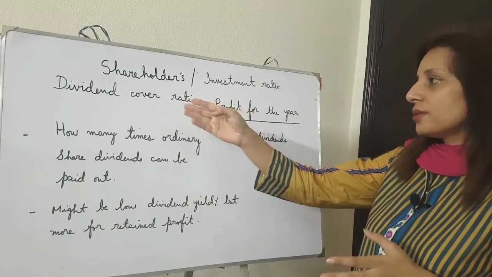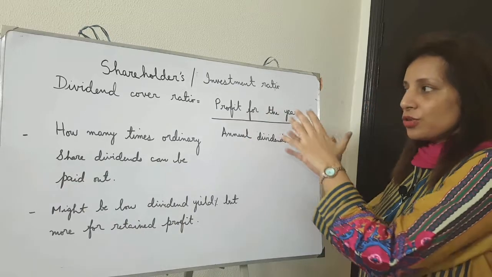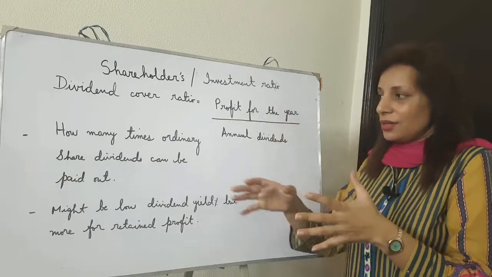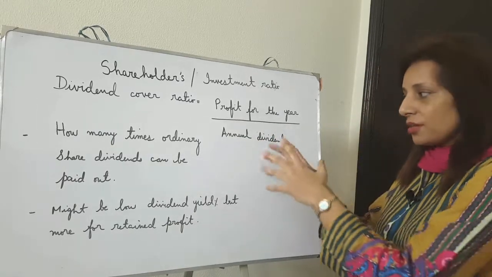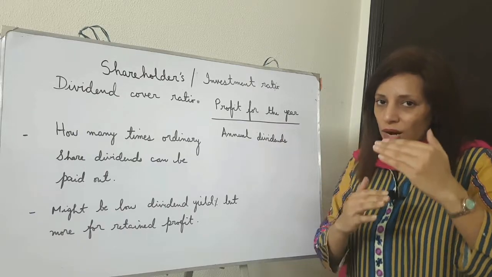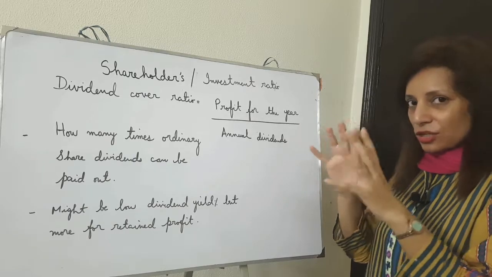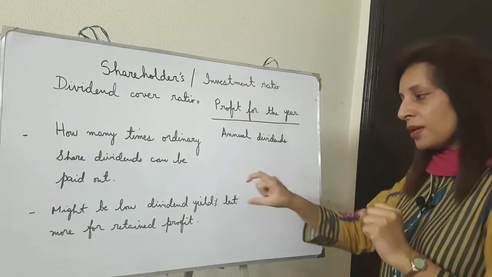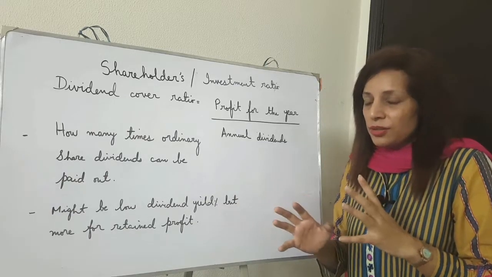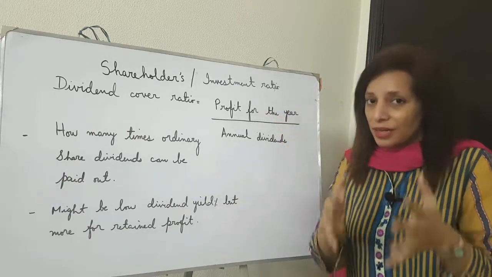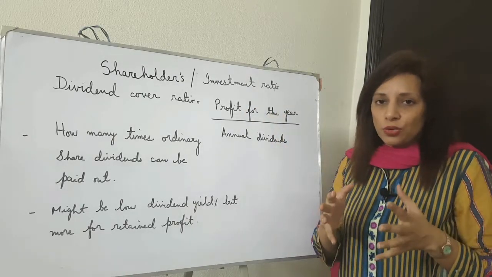The second ratio we have is the dividend cover ratio. The formula is profit for the year divided by annual dividends. This ratio actually tells us how many times ordinary shareholders can be paid out, which means if it's a high ratio, you are conveniently getting your dividends even if the business is not doing well. Secondly, sometimes we have a lower dividend yield, but that is an indication that the business has kept more profit as retained profit to be invested into future investment plans, which is a good sign for the shareholders because they'll earn in the future.